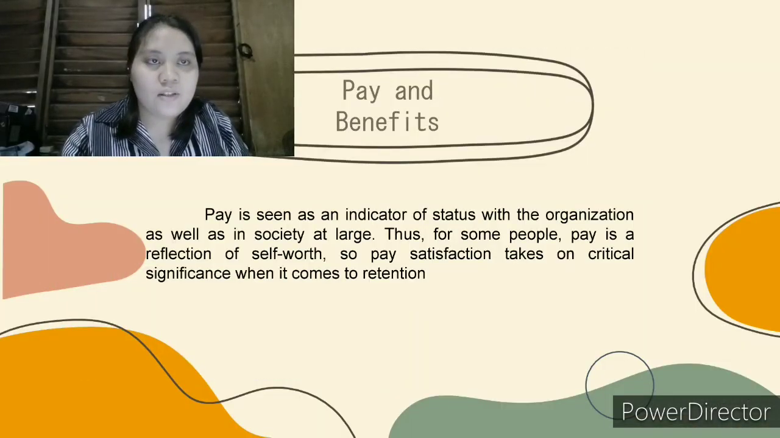Pay and benefits. For most people, work is their primary source of income and financial security. Because of this, pay is seen as an indicator of status with the organization as well as in society at large. Thus, for some people, pay is a reflection of self-worth. So, pay satisfaction takes on critical significance when it comes to retention.